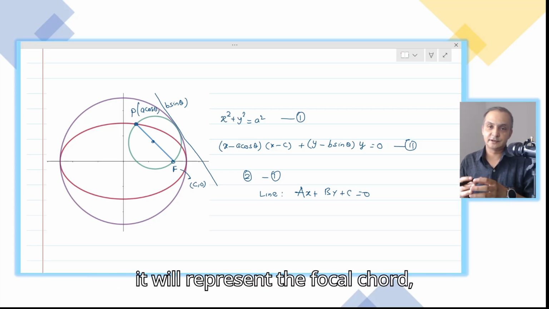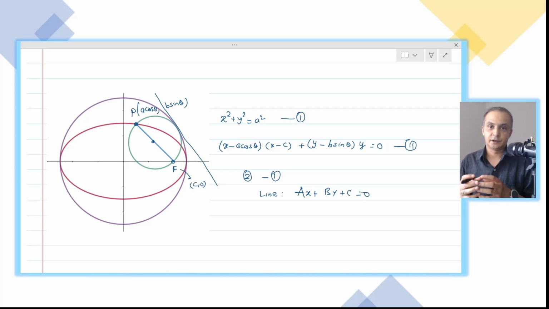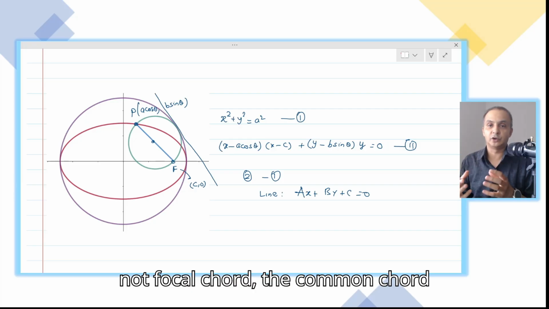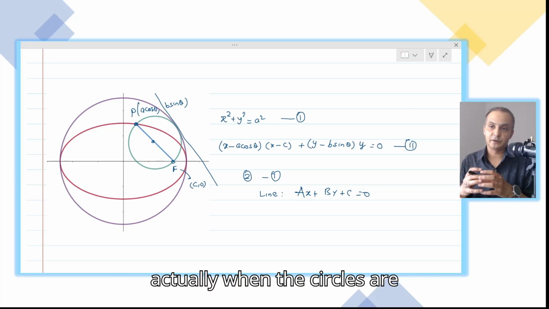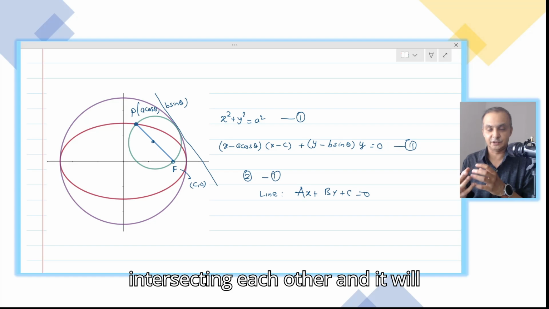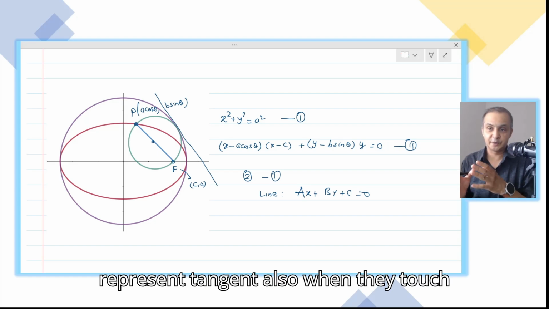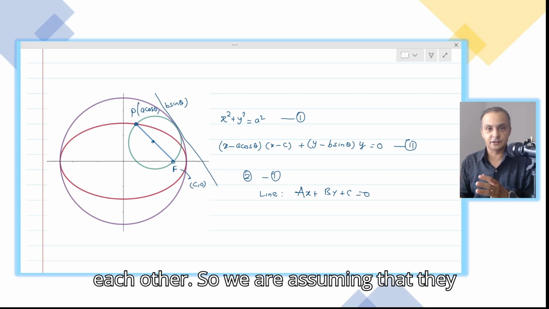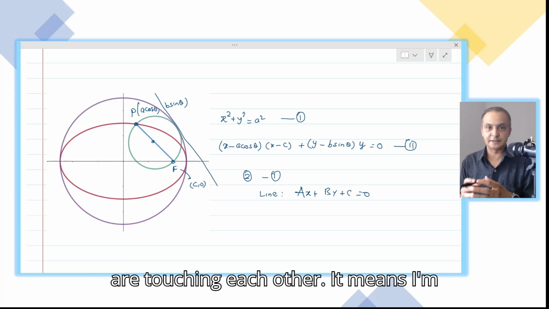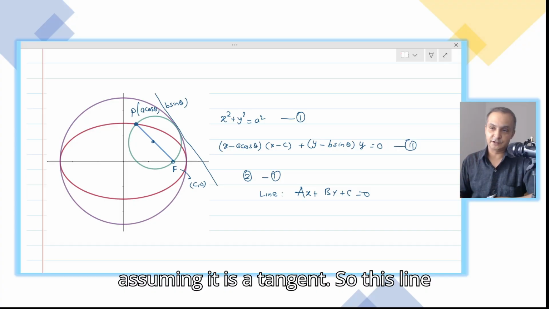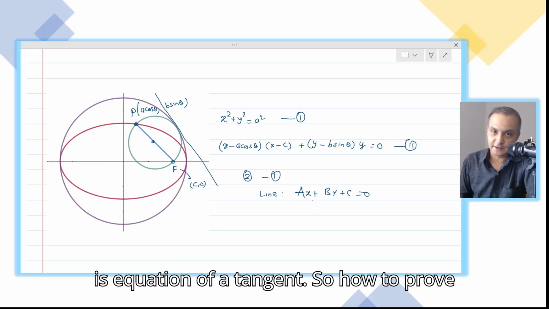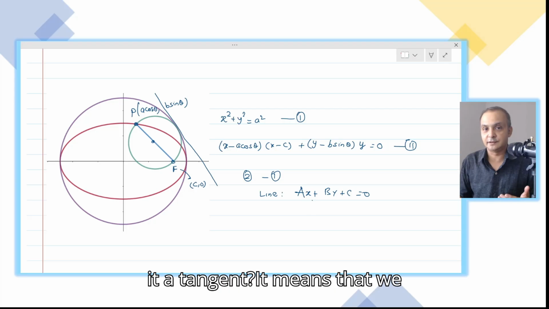It will represent the common chord when the circles are intersecting each other, and it will represent a tangent when they touch each other. So we are assuming that they are touching each other. It means I'm assuming it is a tangent. So this line is the equation of a tangent. So how to prove it a tangent?